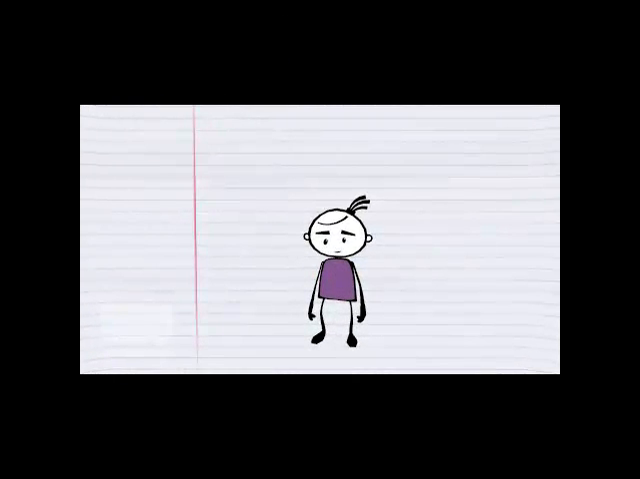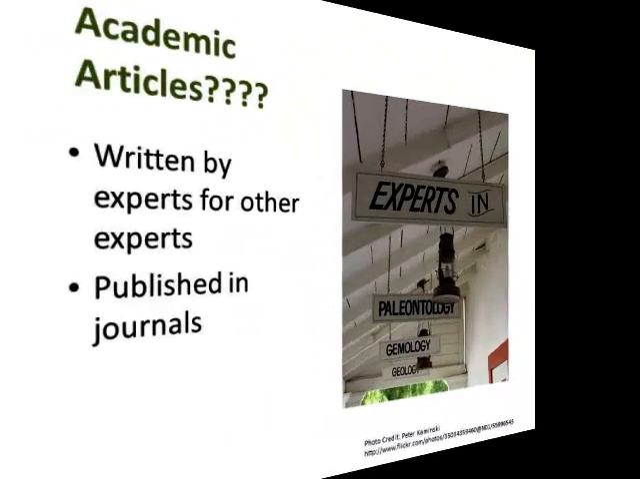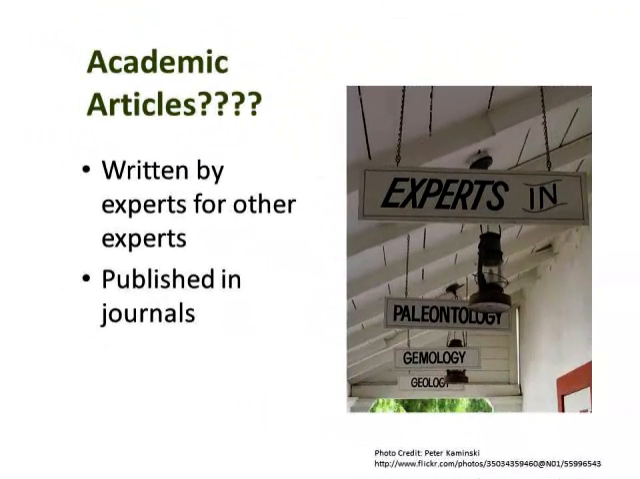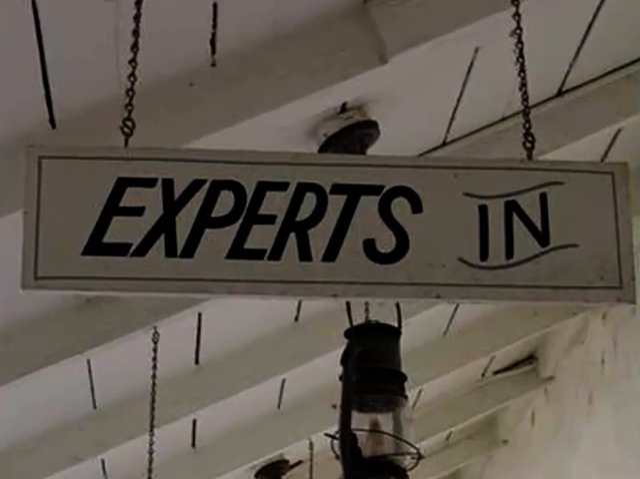For one of my classes, I have to read an academic article, whatever that is. Okay, so academic articles are written by experts to be read by other experts, and they are usually published in academic or scholarly journals. This makes academic articles different than the articles you usually find in a newspaper or magazine, which are usually written by journalists, not experts.